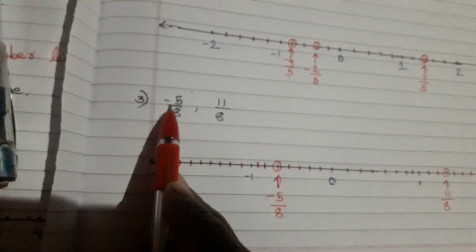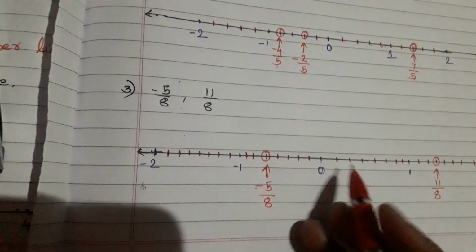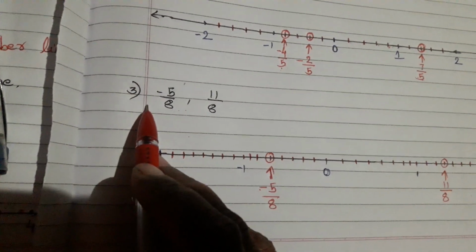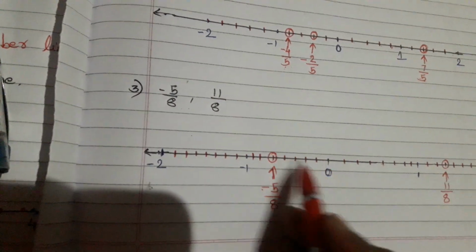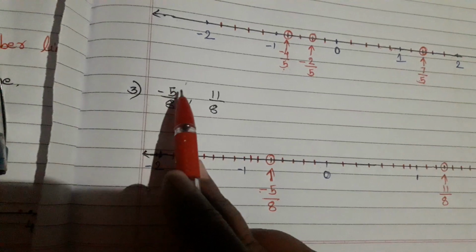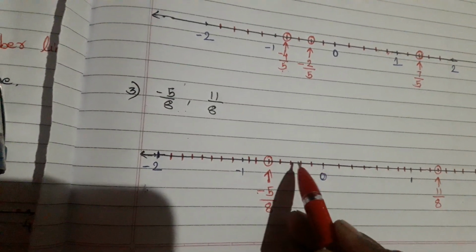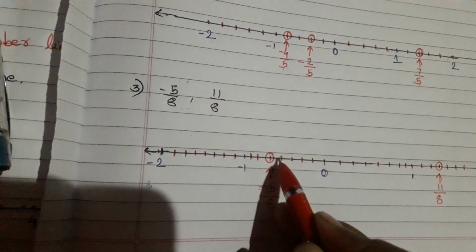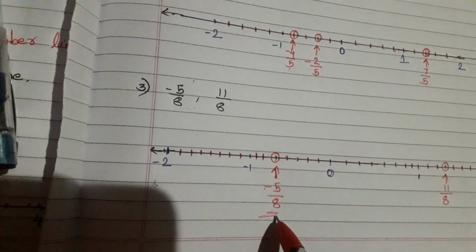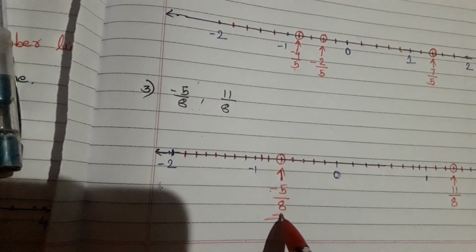Now the first number is minus 5 upon 8. Minus 5 upon 8 is on the left side of the 0 because it is a negative number. So count from 0 to the left side. The fifth point denotes the rational number minus 5 upon 8. From 0, 1, 2, 3, 4 and 5. This fifth point denotes the rational number minus 5 upon 8.